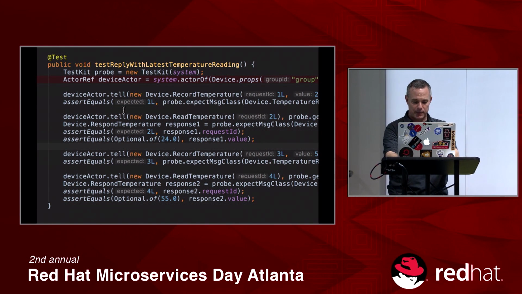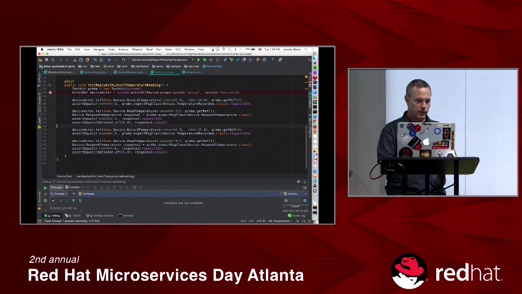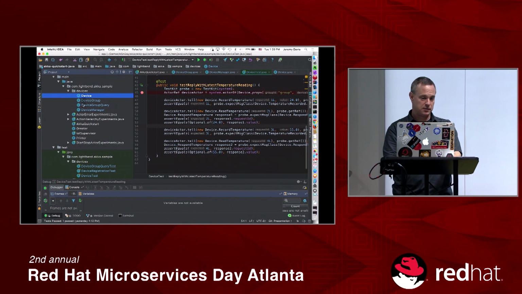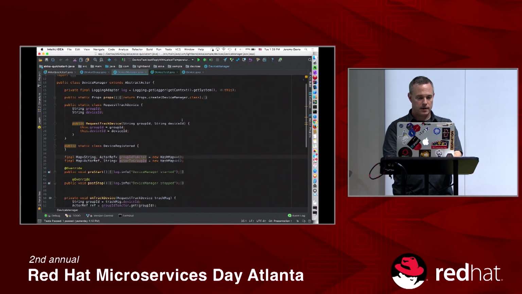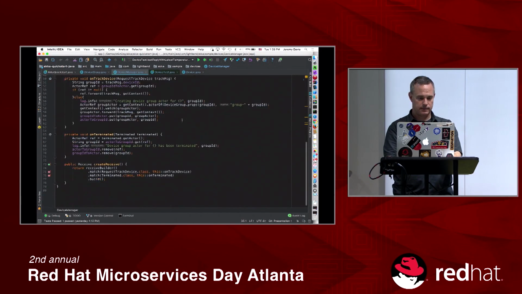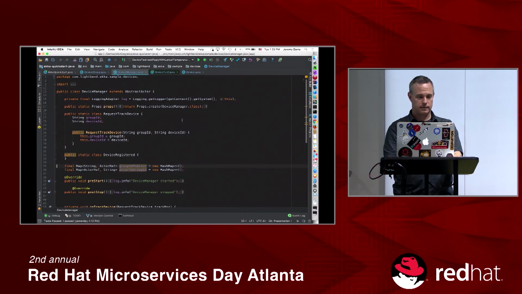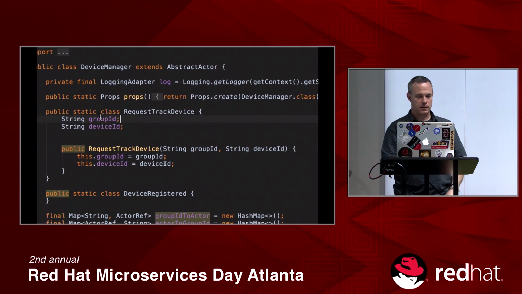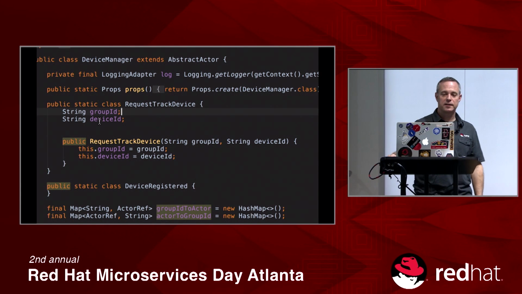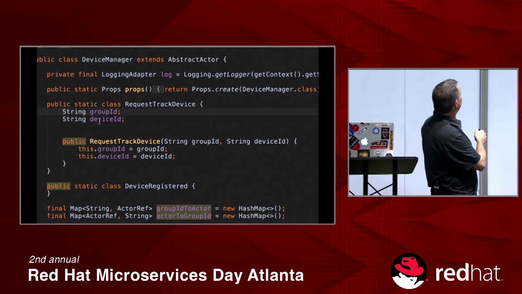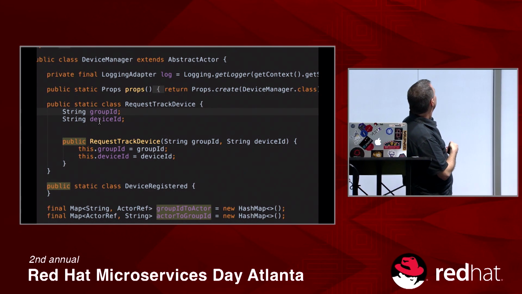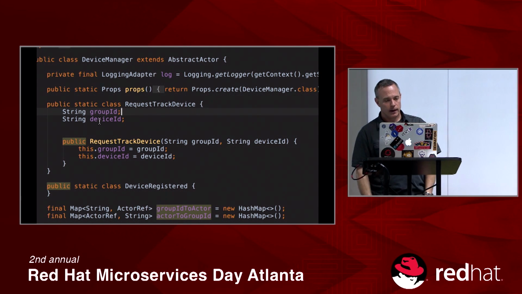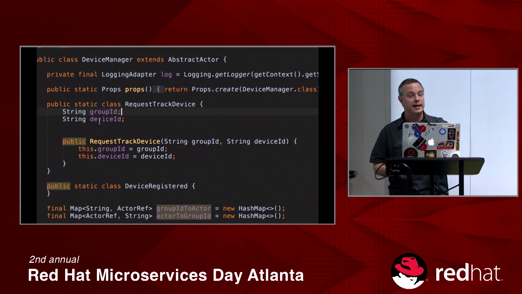So the way they recommend building this out is we go to our device. Let's just go to our device manager. Our device manager has a class here, request track device. And it's got group ID, which is internal business logic around this little example app. And this one doesn't have a message ID. So typically you put a message ID in here.